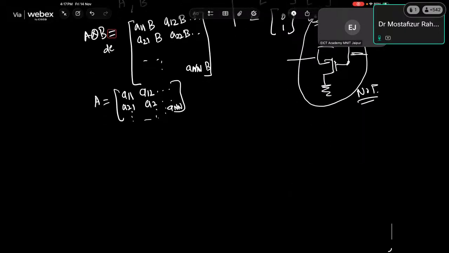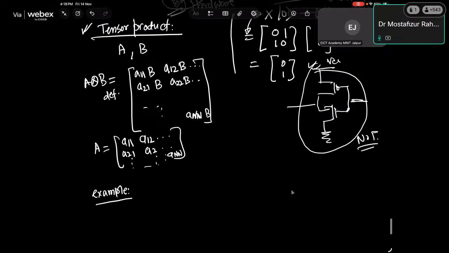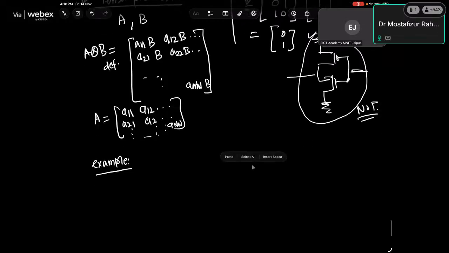Let's take some example to understand this part better. Is the bottom part of the screen not visible? Is this clear now? You can see this, right? Okay. So let's take two vectors, v equals 1 and 2.